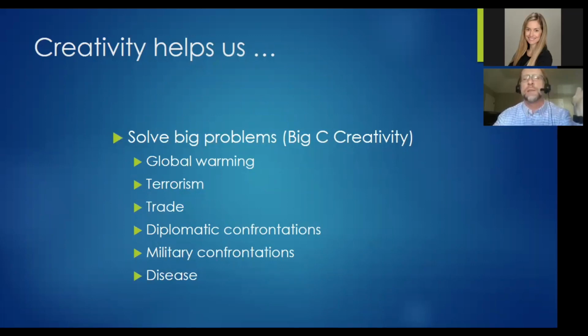Big C creativity is what researchers talk about, like solving really big problems. And the general rule is when you see big C creativity, you know it. It's not very ambiguous. The world has lots of huge problems. Here are some. I'm sure you can think of plenty others that we're dealing with at this very second. These problems have to be solved, and they involve an immense amount of human creativity and innovation.